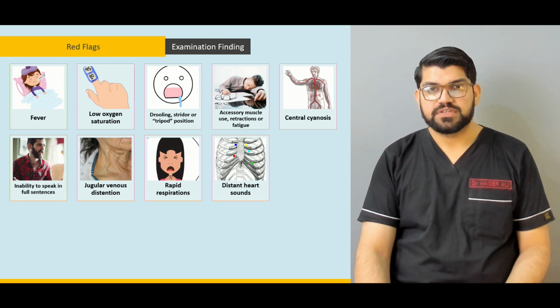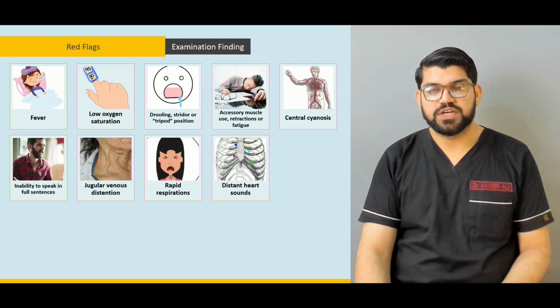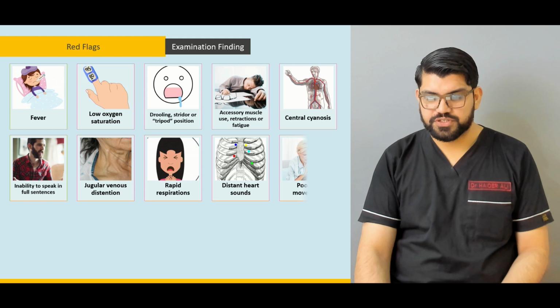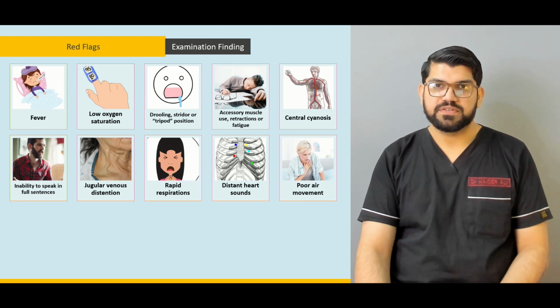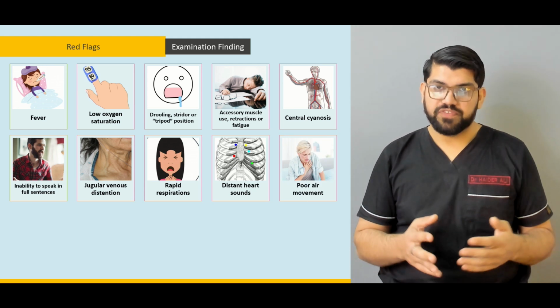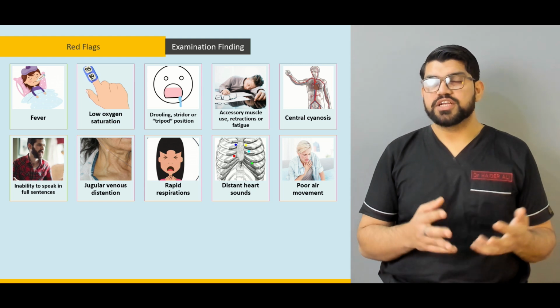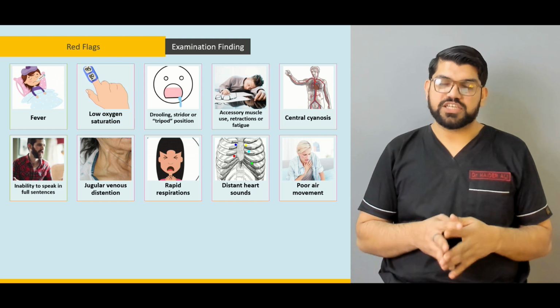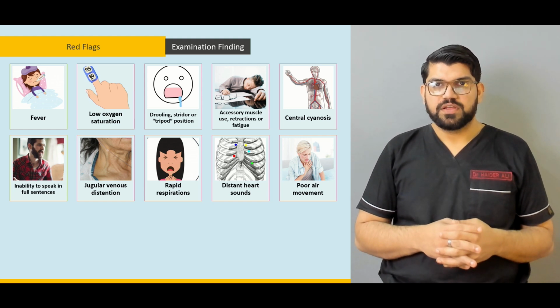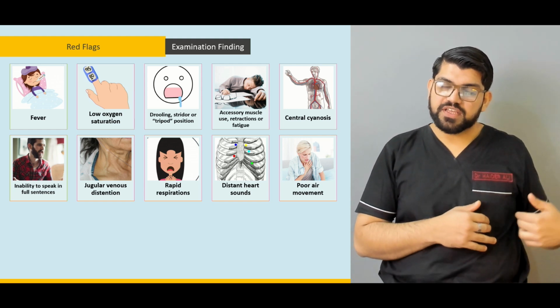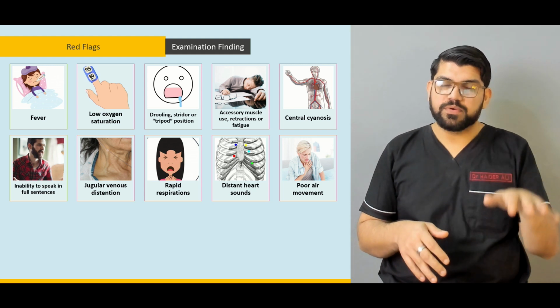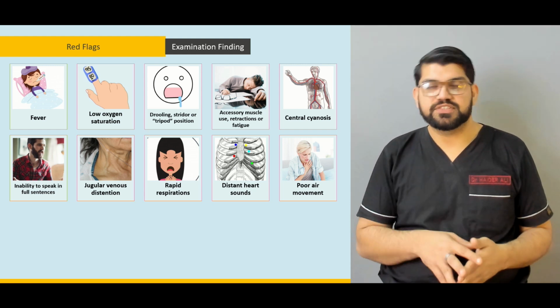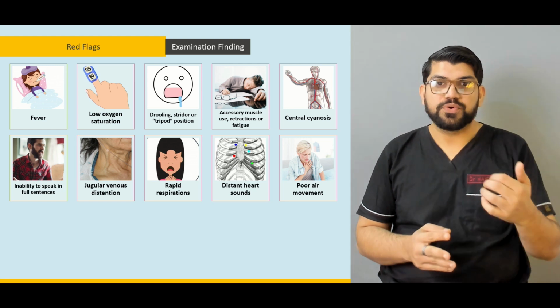Distant heart sounds, cardiomegaly, pleural effusion. These can present with shortness of breath, and you can find them on examination. Poor air movement. For example, in a patient with flail chest or trauma or tension pneumothorax, you see the disequilibrium in the chest movements. If there is a patient with left-sided pneumothorax, the right side you can see moving, but the left side is not moving. So, poor air movement.